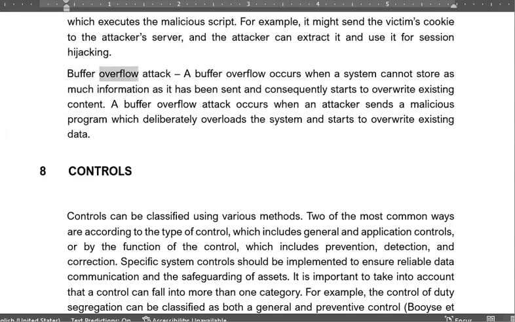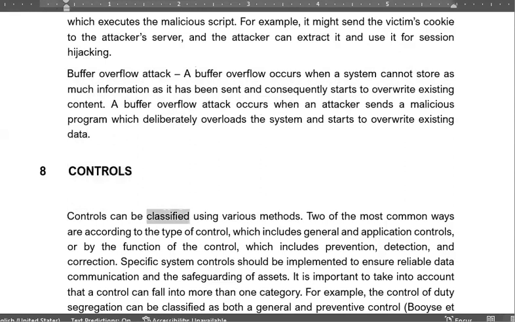Buffer overflow attack. A buffer overflow occurs when a system cannot store as much information as it has been sent and consequently starts to overwrite existing content. A buffer overflow attack occurs when an attacker sends a malicious program which deliberately overloads the system and starts to overwrite existing data.